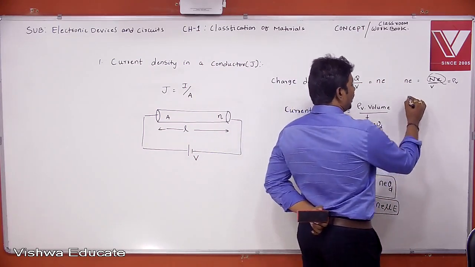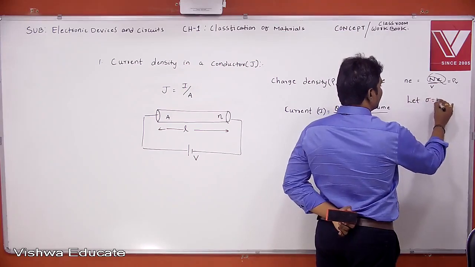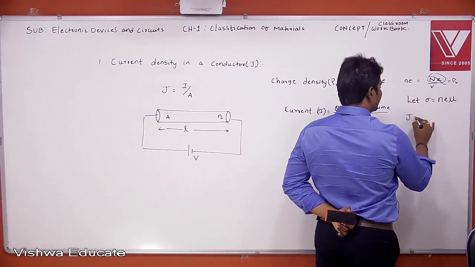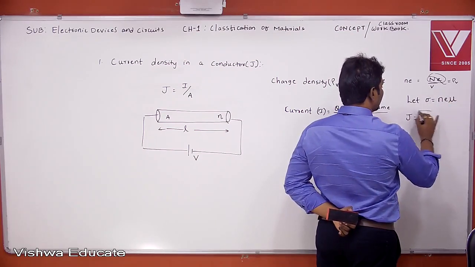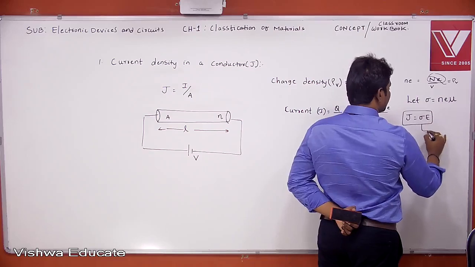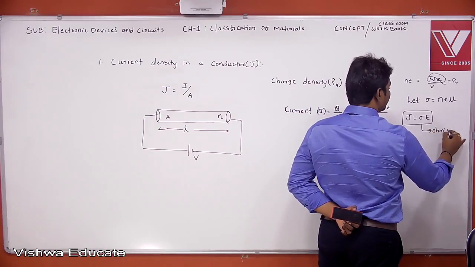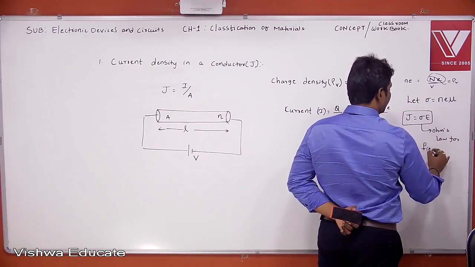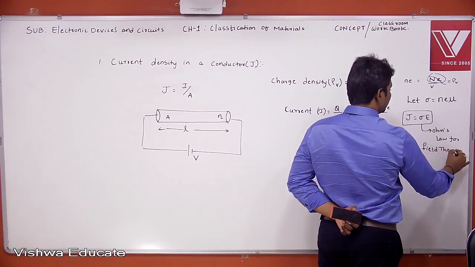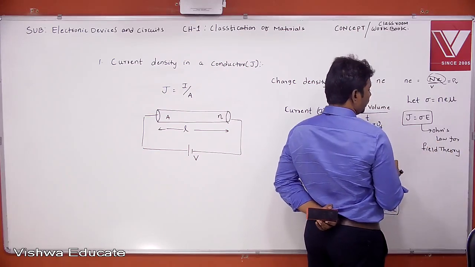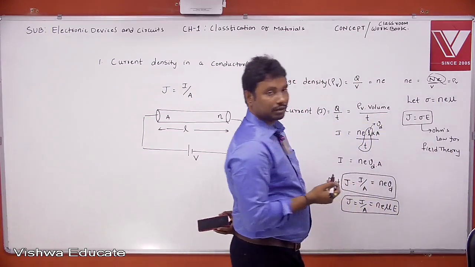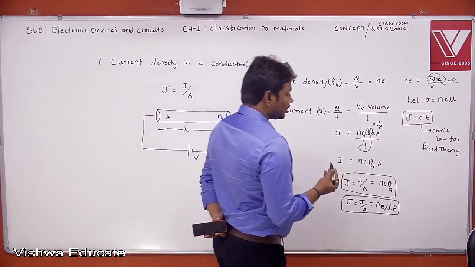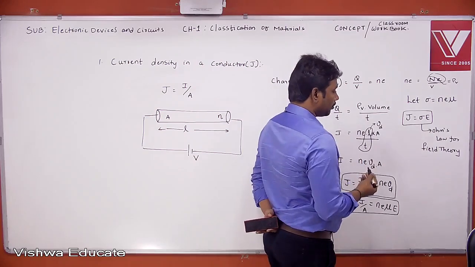Now here I can define a sigma. Sigma is nothing but conductivity, which is equal to N into E into mu. Then J equal to sigma E. J equal to sigma E is nothing but the Ohm's law for field theory, or it is also called the first form of Ohm's law. This is the current density in terms of applied electric field.